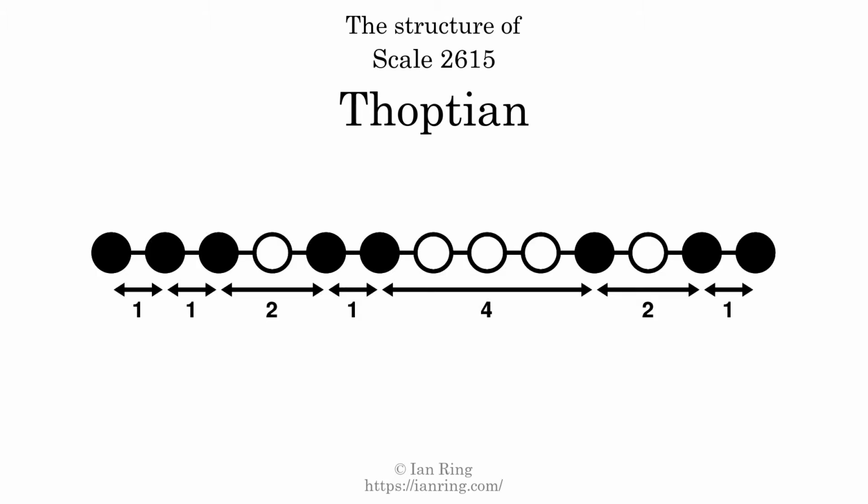The structure of a scale is a description of the interval distance between each successive tone. This scale has a structure of 1 1 2 1 4 2 1.